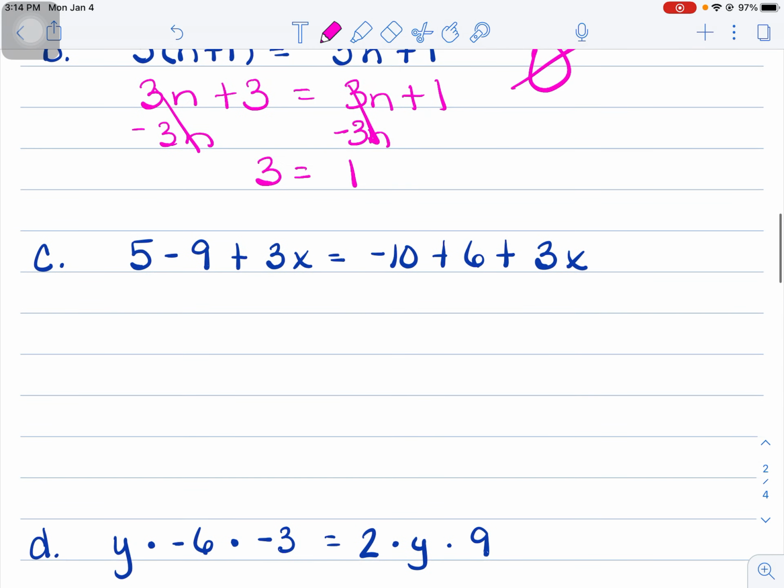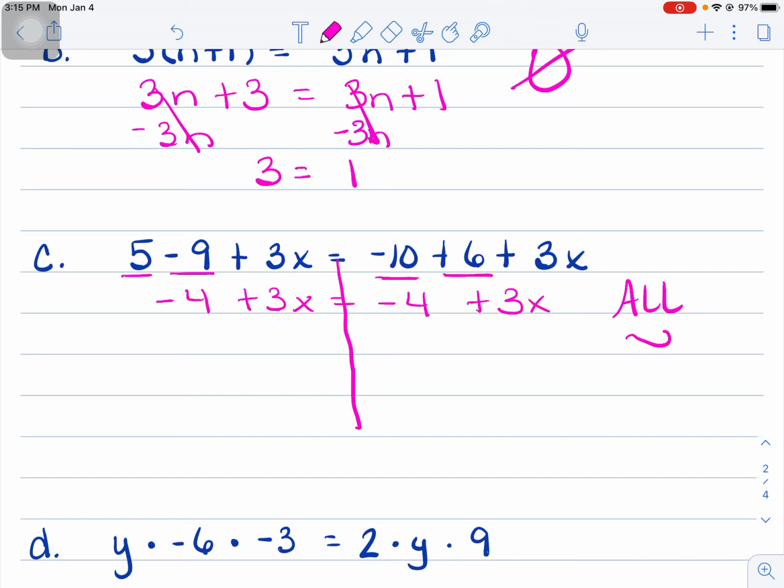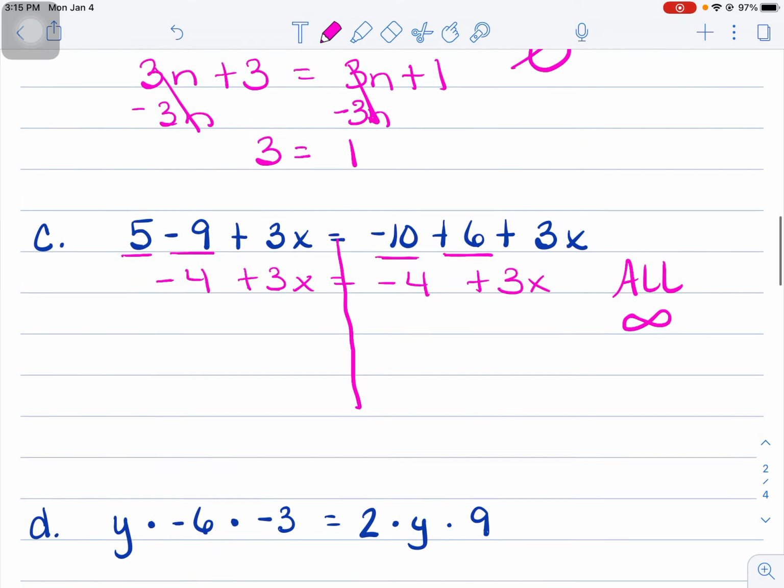All right, let's look at example C. Now, before we start moving things over to try to solve, remember we always want to combine like terms. Well, I have a positive 5 and a negative 9, so I actually have negative 4 plus 3x. And here I have a negative 10 plus a 6, so I have a negative 4 plus 3x. If you do that first, you'll realize, oh, they're exactly the same. So this is an all solution, for our little infinity sign. Any number will work for our variable there.